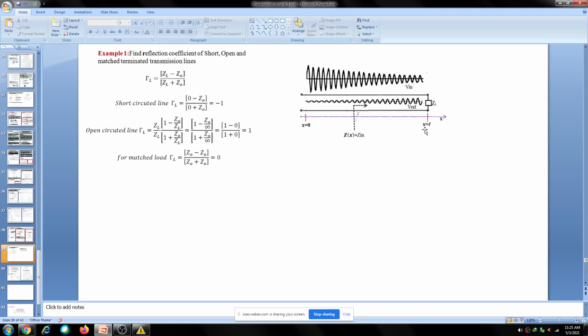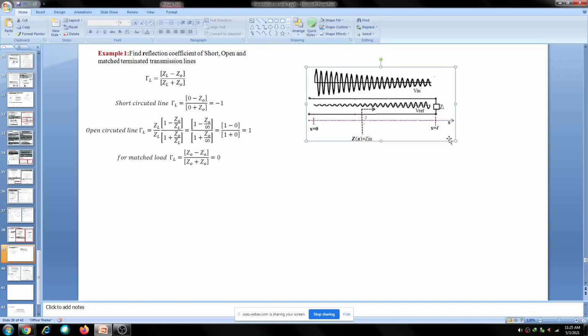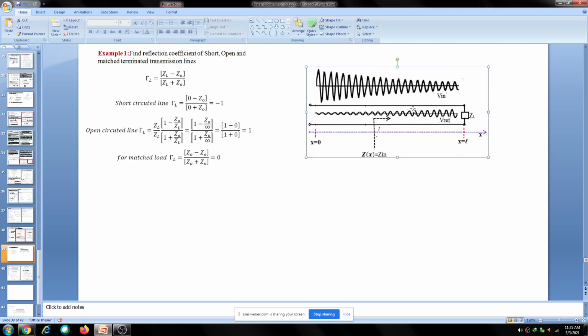So what is the amplitude and phase of this reflected wave with respect to the incident wave? That depends upon the value of ZL and the characteristic impedance of the transmission line. This transmission line has a characteristic impedance and a propagation constant. At the load point, the amplitude and phase of the reflected wave depend upon ZL and Z0, as we derived in the class.